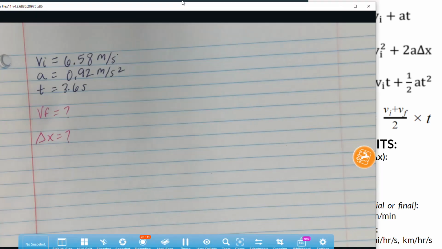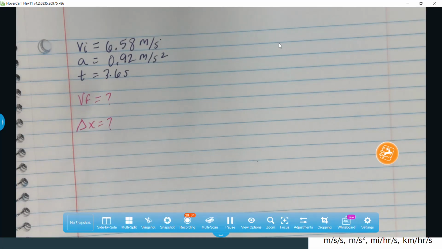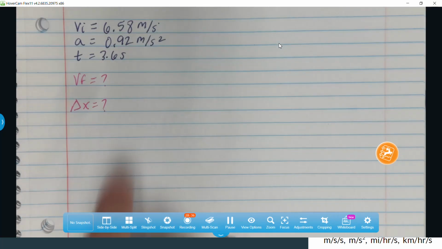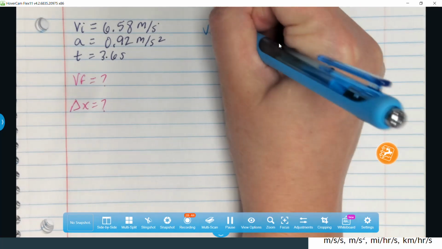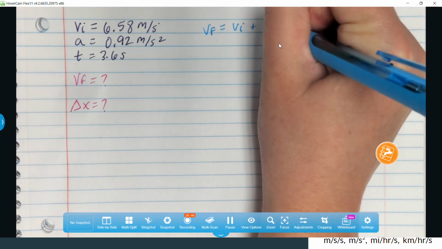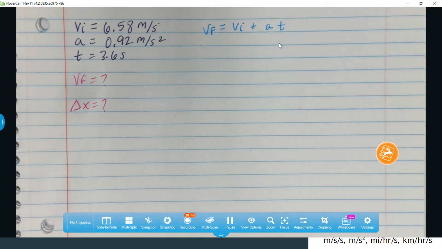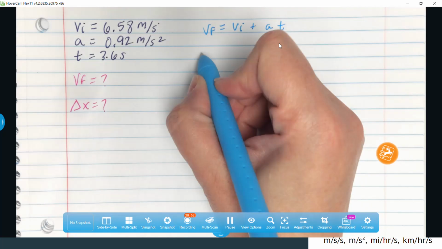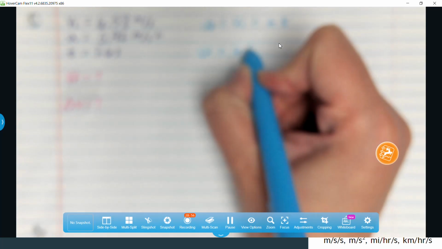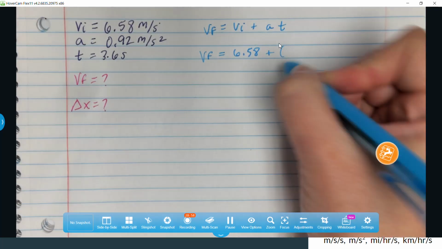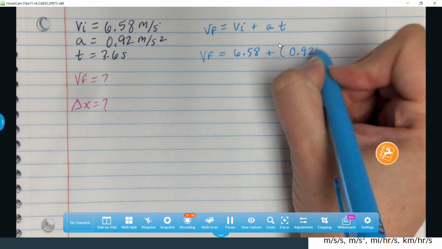I've already labeled the information in the question. Those are the pieces of information I was given, and I'm looking for these. Again, when I looked at my list of equations, I said I was going to use this one, VF equals VI plus A times T, to solve for the first one. If I substitute into this equation, I have VF equals VI, 6.58, plus A, 0.92, times T, 3.6.